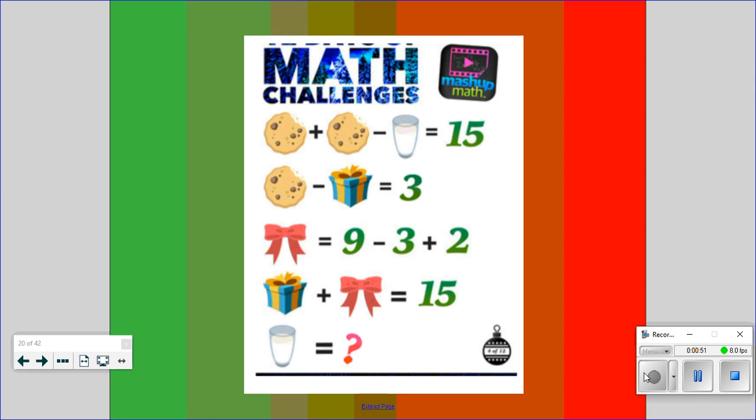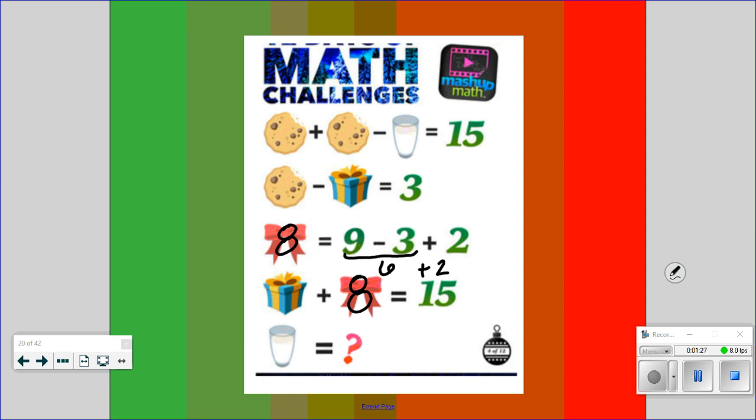Yeah, I'm probably going to start in this third equation, that bow equals 9 minus 3 plus 2. Let's start with the first part of this, 9 minus 3. What is 9 minus 3? Shelby, 6, yep. And then I can continue on with the rest of my equation, 6 plus 2. What is 6 plus 2? 8. That means my bow is equal to 8. And that means this bow is also equal to 8.